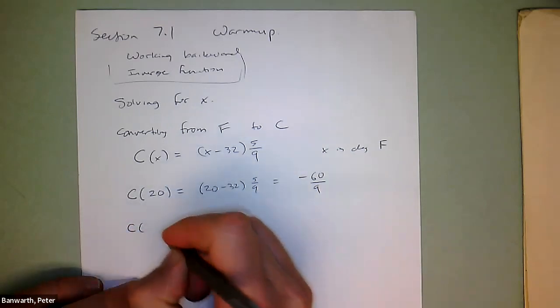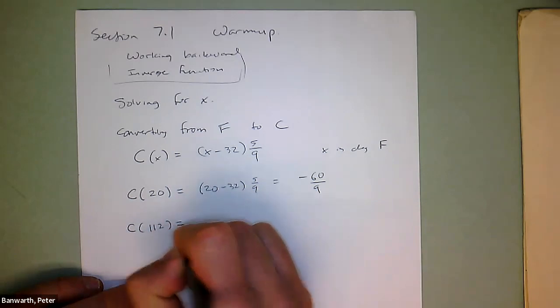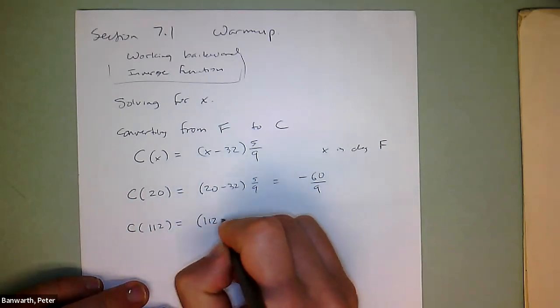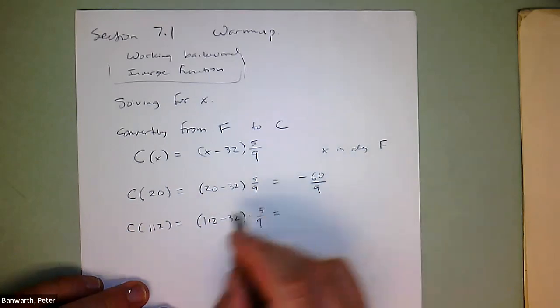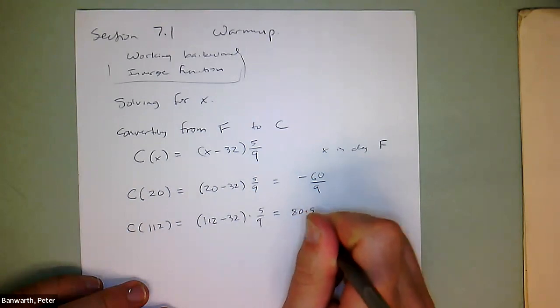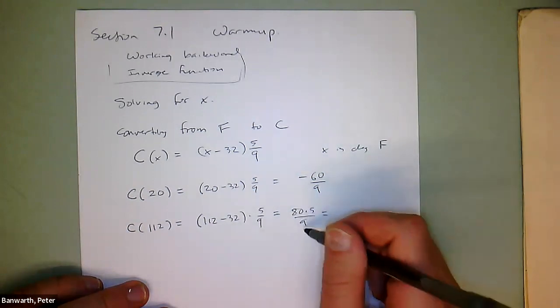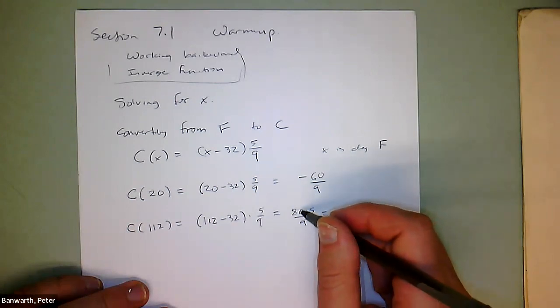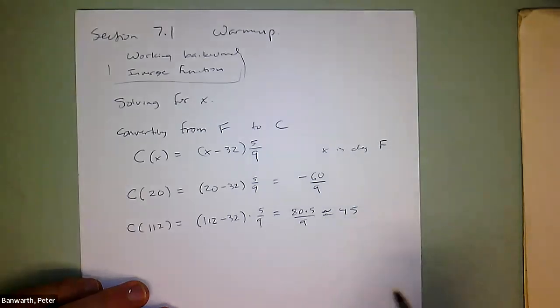I can do C of 112 is 112 minus 32 times 5 over 9. 112 is 80 times 5 over 9. I should have picked a simpler number. That's just about 9. That's approximately 45 Celsius.